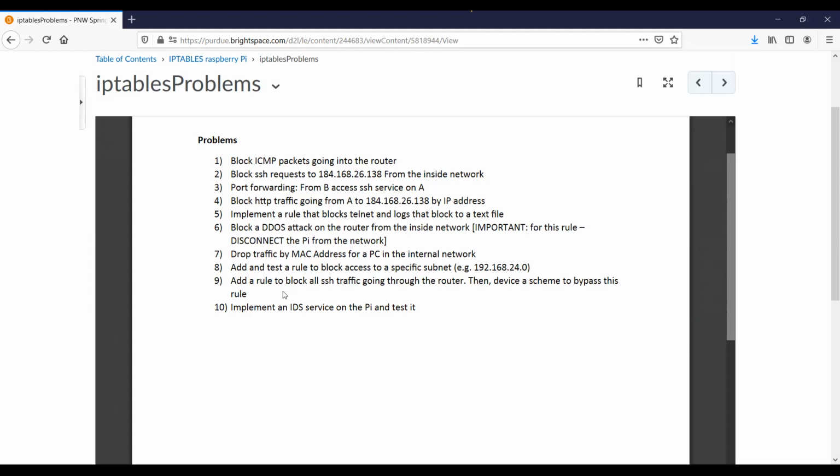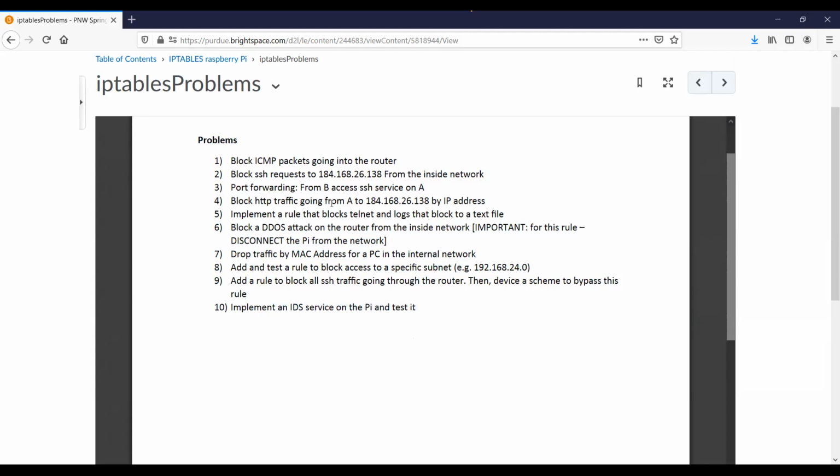And then, okay, this one: implement an IDS service on the Pi and test it. This one you can skip. Implement an IDS service, I don't even know why I put that in there. All right, so we can skip that one.